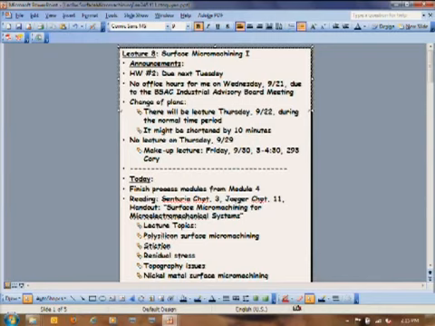So after finishing process modules, we then head into surface micromachining, which is, I guess, one of the more popular and one of the more successful methods for doing MEMS fabrication. There's a lot of products out there that use surface micromachining in high volume. And so we'll talk about a number of topics here.